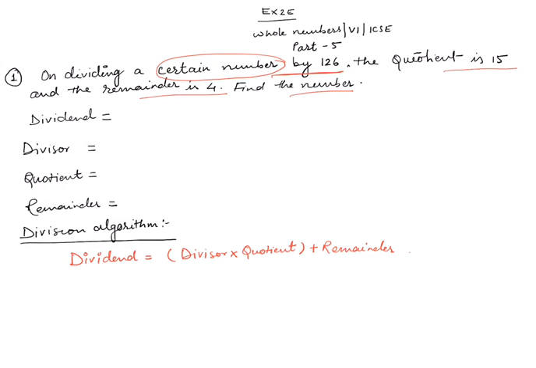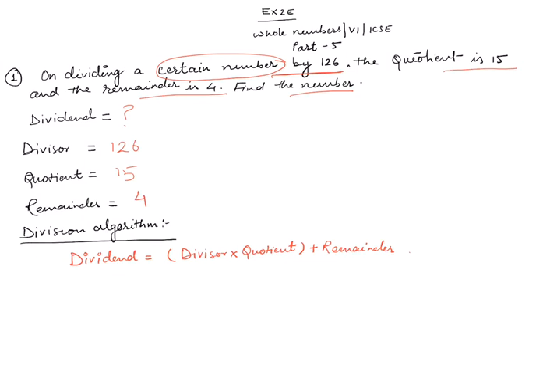Of course, we are having the divisor, quotient and remainder, then of course we have to find out the dividend. So here we'll put a question mark because we don't know the dividend. Divisor we are having, that is 126, quotient we are having, that is 15, and the remainder we are having, that is 4.